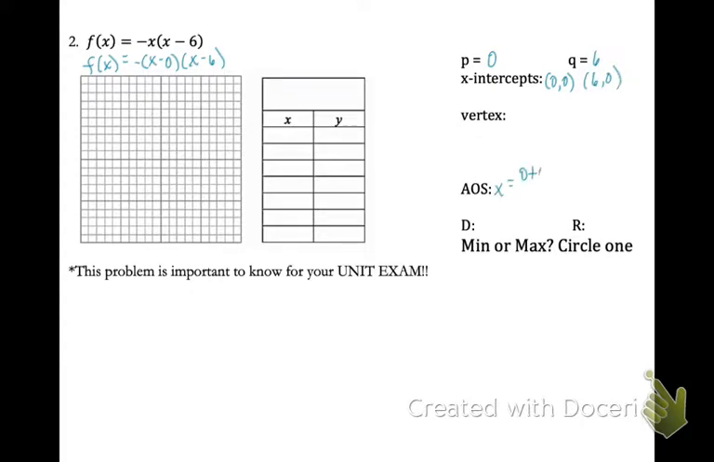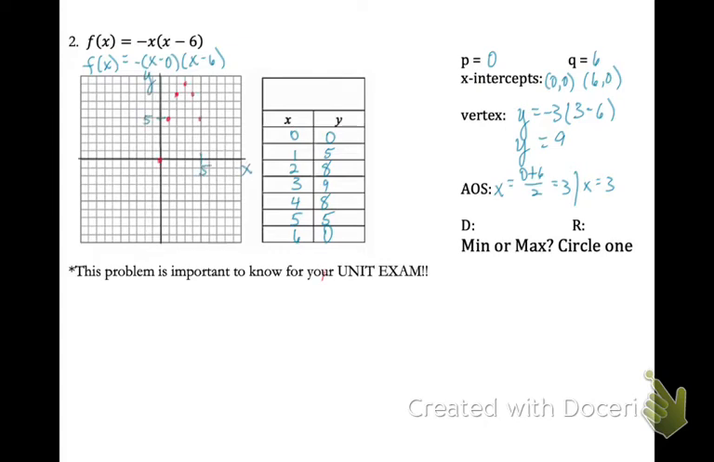So finding that axis of symmetry, which is the x value of the vertex, p plus q divided by 2, which is 3. So our axis of symmetry is 3. Now let's plug that into our equation. So we get negative 3 times 3 minus 6, which will give us positive 9. So our vertex point is (3, 9). Now, if you look at my table that's filling in, I went ahead and put my (3, 9) one space below because I wanted to go ahead and put in x values until I got to my x and y intercept. And then I plugged in my other points into my equation.